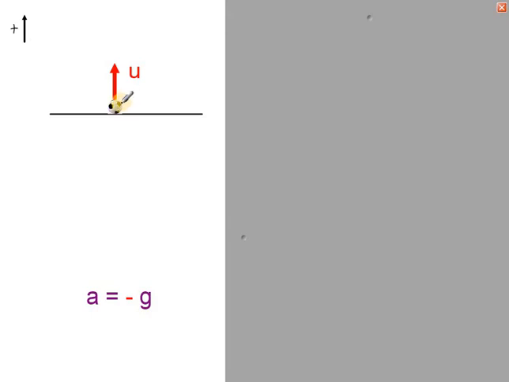In this example, the ball is kicked vertically upwards. The initial motion is upwards, so I'm taking the upwards direction as positive, but gravity acts downwards, so the acceleration this time will be negative, because gravity is in the opposite direction to this.